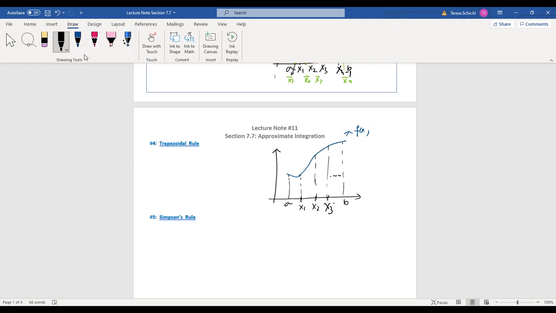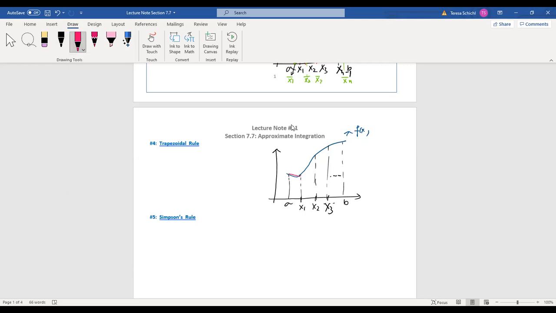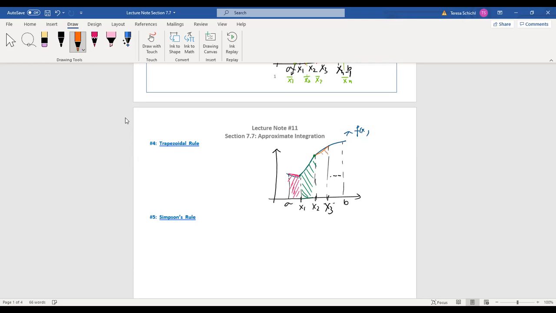Okay, so when we do the trapezoid, that means for each subinterval we treat it as a trapezoid, right? For the first one, you connect these two points, and there will be this trapezoid. Then the second trapezoid will be here, you connect here, and then the third one is here, and this will be your third trapezoid.